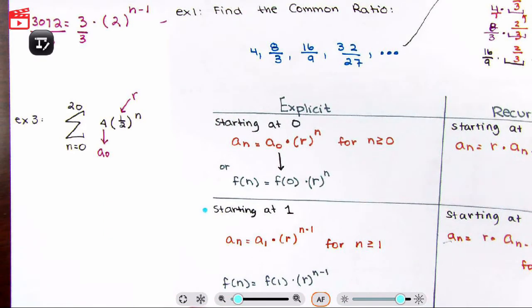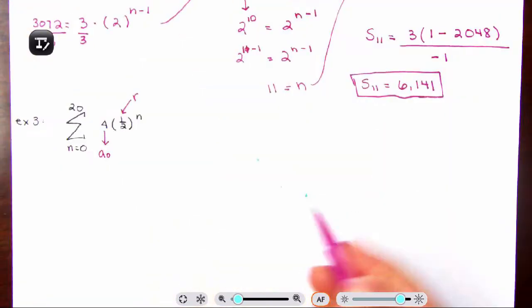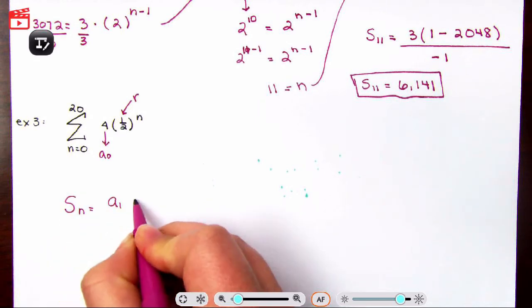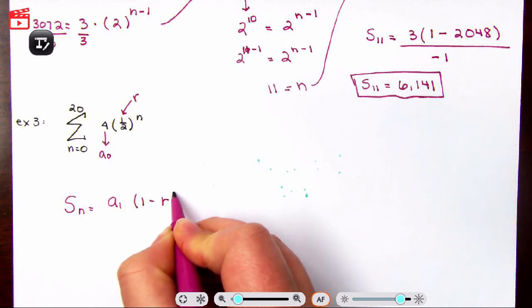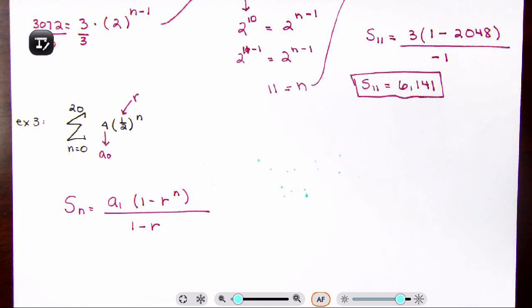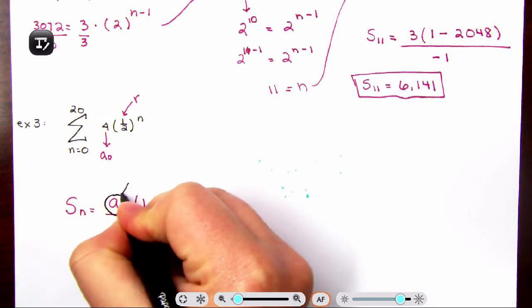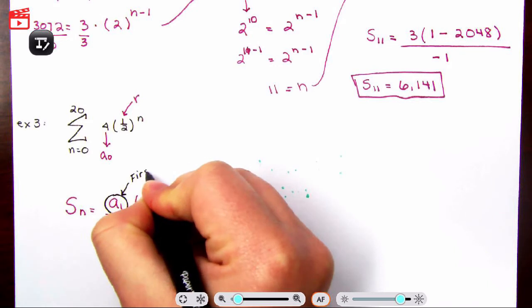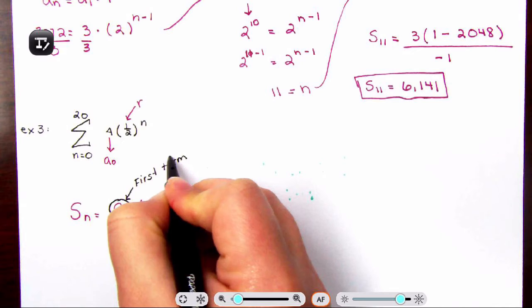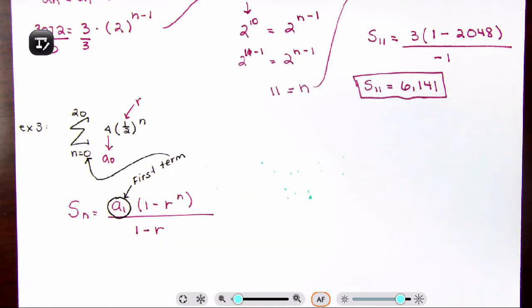That helps because now when we have our formula, S sub n is equal to a sub 1 times 1 minus r to the n power divided by 1 minus r. This a sub 1 is not actually a sub 1. I know it's a little bit deceiving, but this right here is just your first term. Whatever that first term is based off of your index.